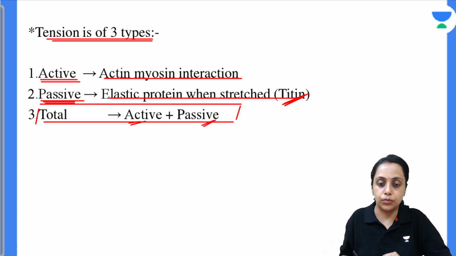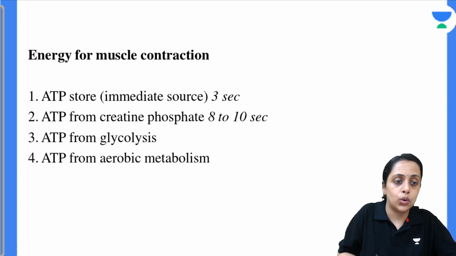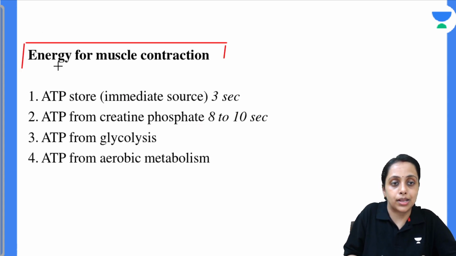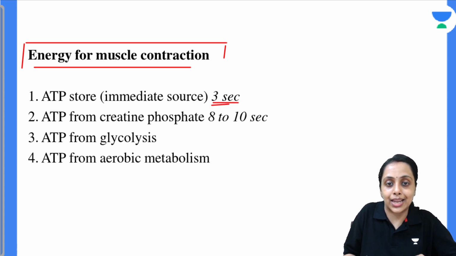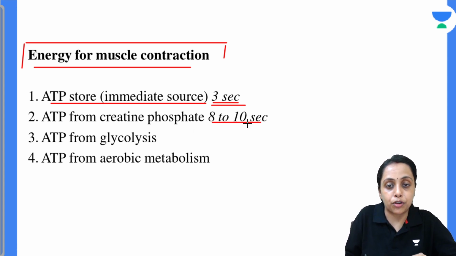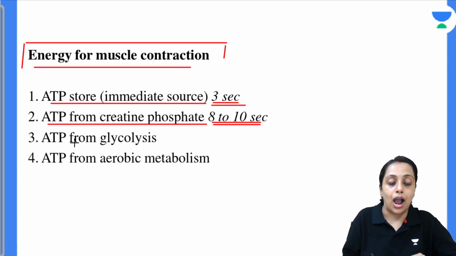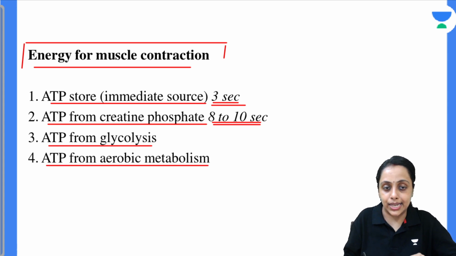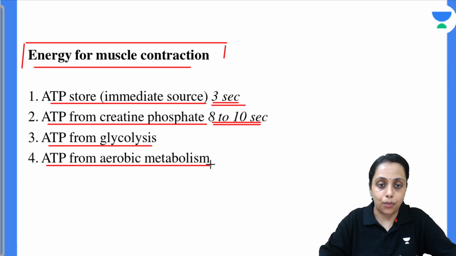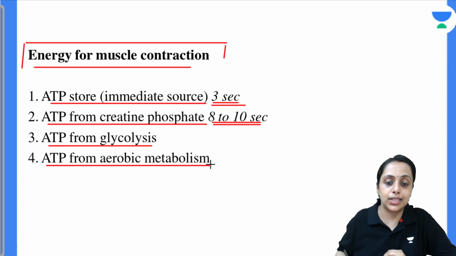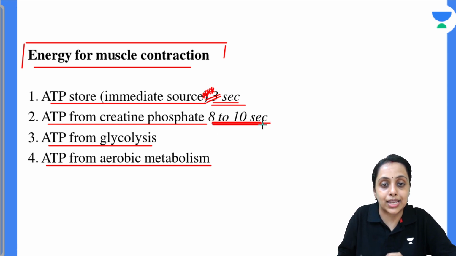Okay, next, moving further. Now, from where does the energy come for the muscular contraction? For the initial 3 seconds, the energy comes from the ATP storage site. Okay, after that 3 seconds, for the next 8 to 10 seconds, the energy comes from creatine phosphate. After that, energy comes from glycolysis, then energy comes from aerobic metabolism. Okay, so do remember this one. This is also important. For the initial 3 seconds, the ATP comes from the immediate storage site. And for the next 8 to 10 seconds, the energy comes from creatine phosphate.